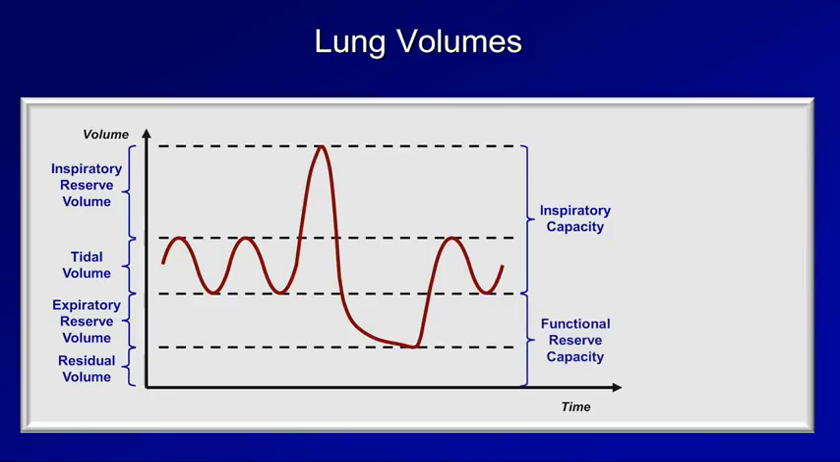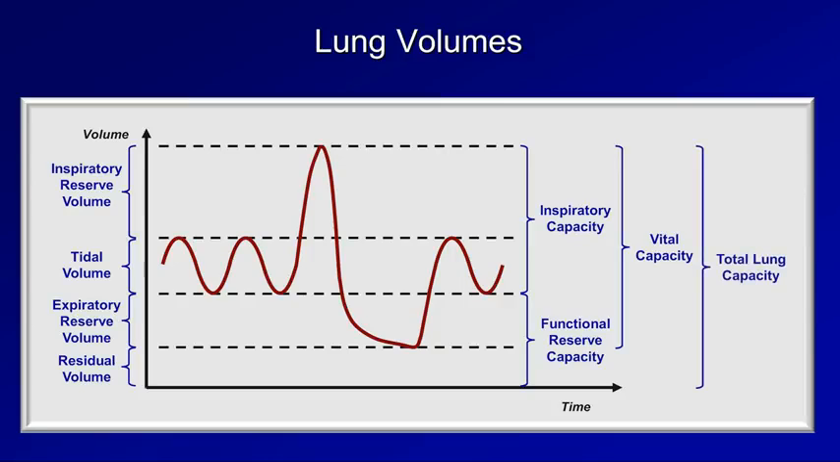The functional reserve capacity is the sum of the expiratory reserve volume and the residual volume. The vital capacity is the tidal volume plus the inspiratory and expiratory reserve volumes. And finally, everything added together is called the total lung capacity.